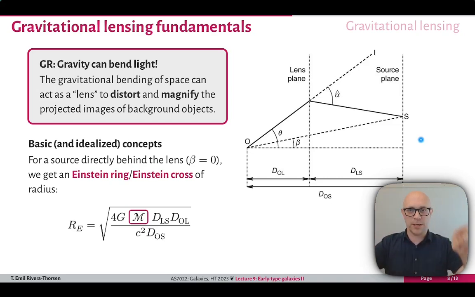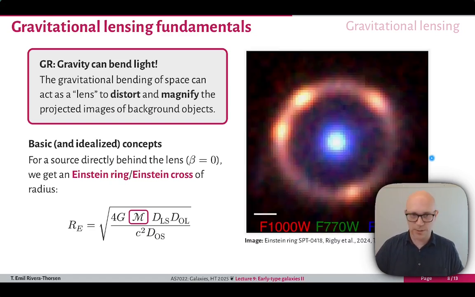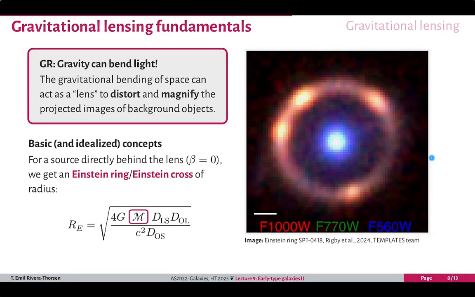source around a circle, or we will see a so-called Einstein ring for an extended source rather than a point source. An example of such an Einstein ring is this object here called SPT 0418, which is observed by the TEMPLATES team using JWST.